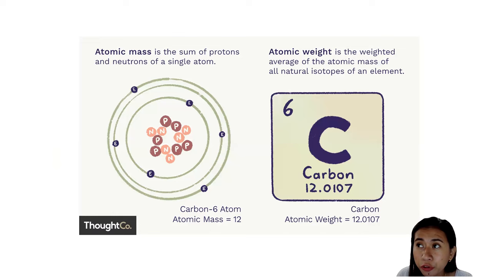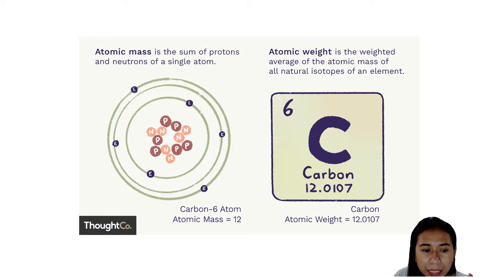O, yan yung atomic mass. Neutrons plus protons. Alright? Now, the atomic weight naman, this is the average of the atomic mass of all natural isotopes of an element. Okay? So, di ba, for example, carbon, meron carbon 12, carbon 14. So, marami siyang isotopes. And then, you have to get the general average, the mean of all the atomic masses, oh, yun yung magiging atomic weight, kasali na yung mga natural isotopes niya. So marami pang mga elements na maraming mga isotopes. Okay, so yun yung kaibahan ng atomic mass and the atomic weight.